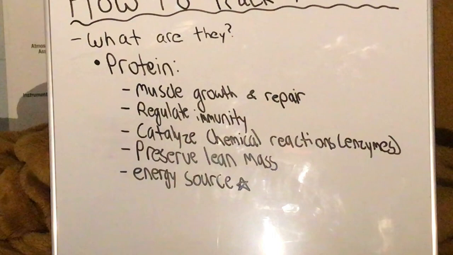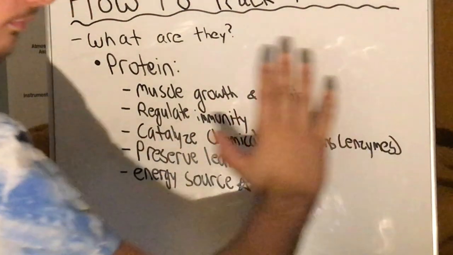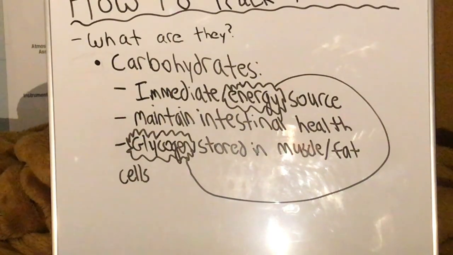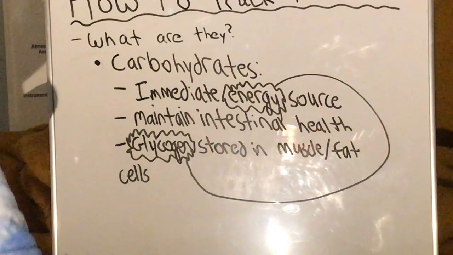Alright, so the next macronutrient are carbohydrates. So carbs and fats are sources of energy. However, carbohydrates are called the immediate source of energy.